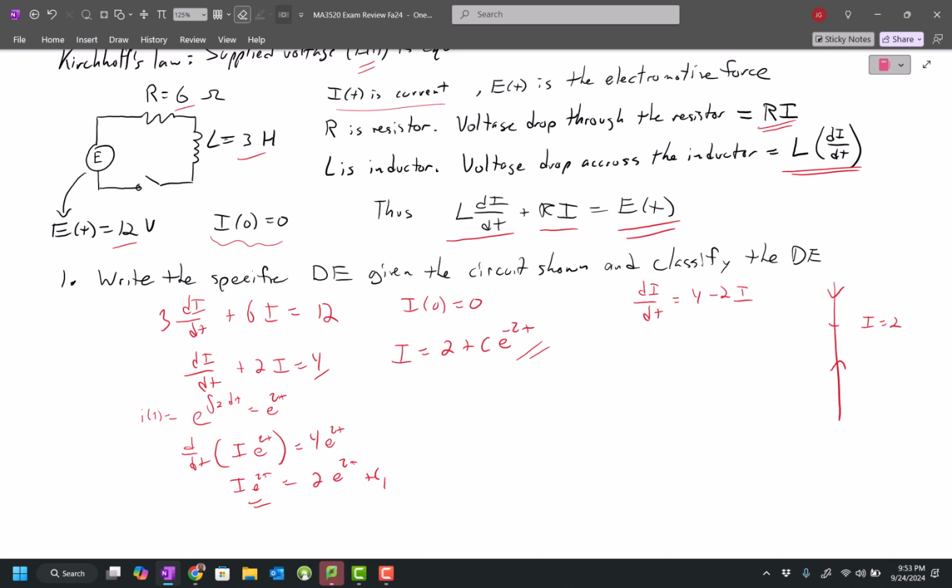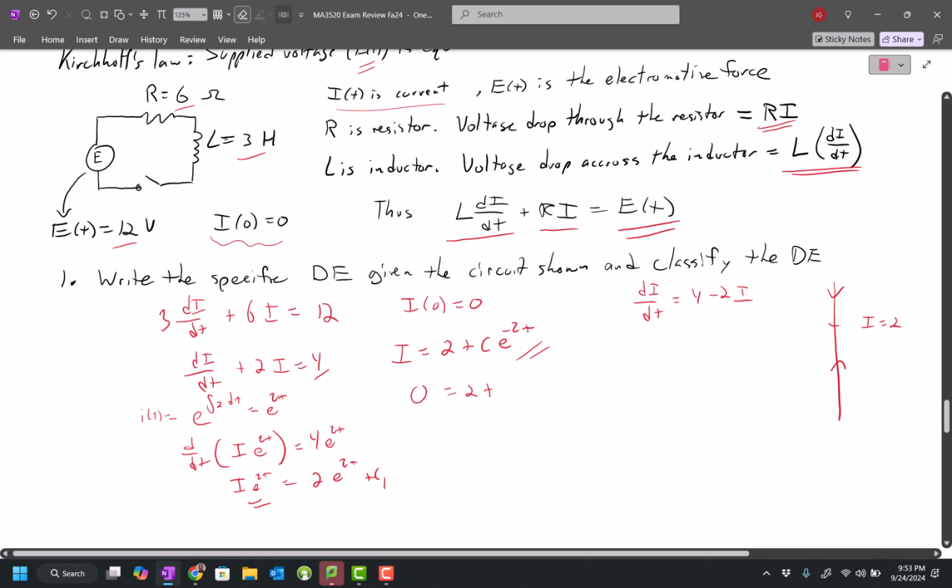Now, if we plug in our initial condition that says I is 0 when t is 0, I can see that c is equal to negative 2, and therefore my final solution would be 2 minus 2e to the negative 2t. And so this should be the specific solution that satisfies my initial condition.